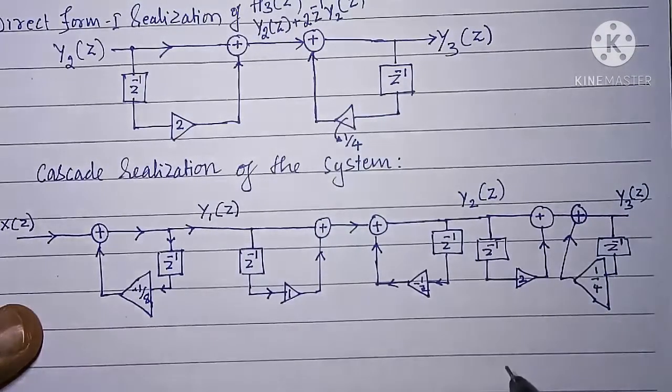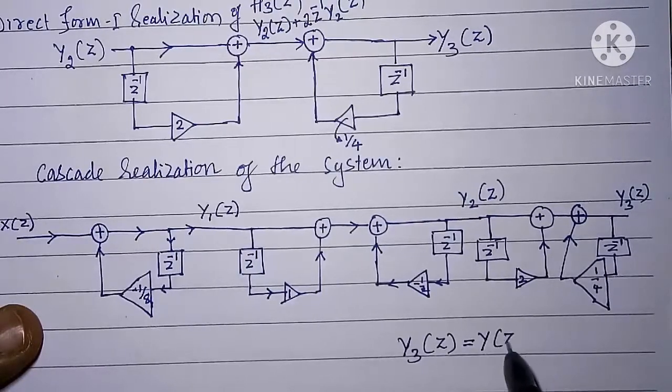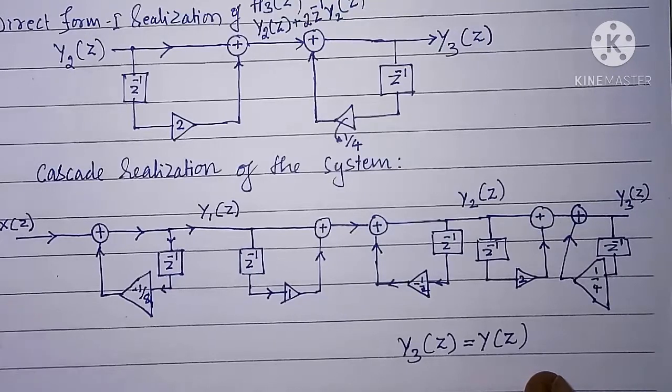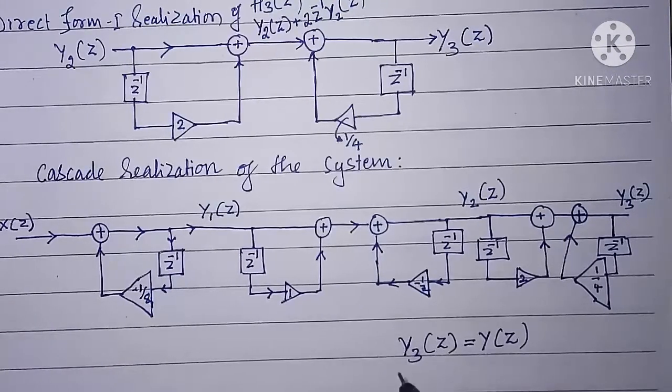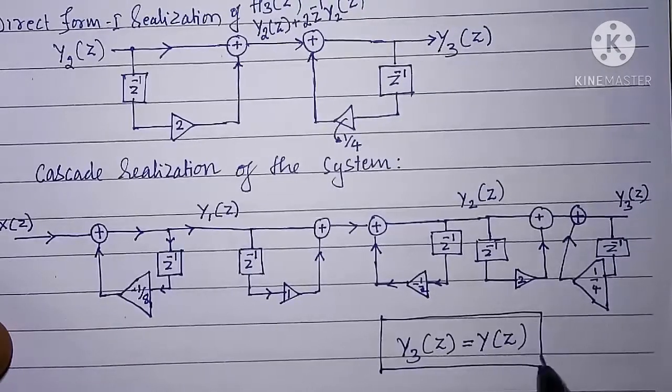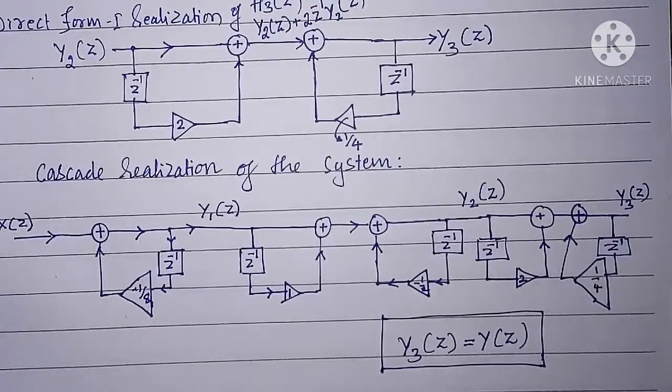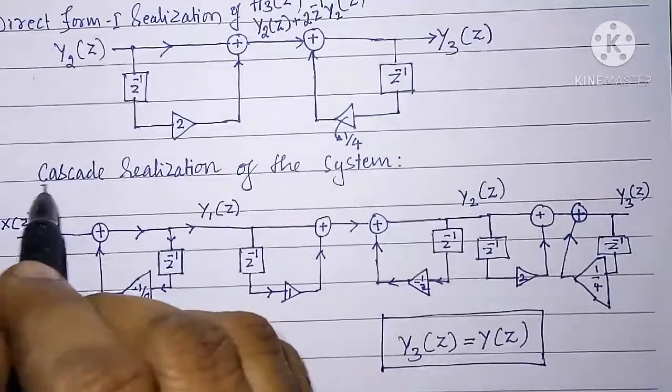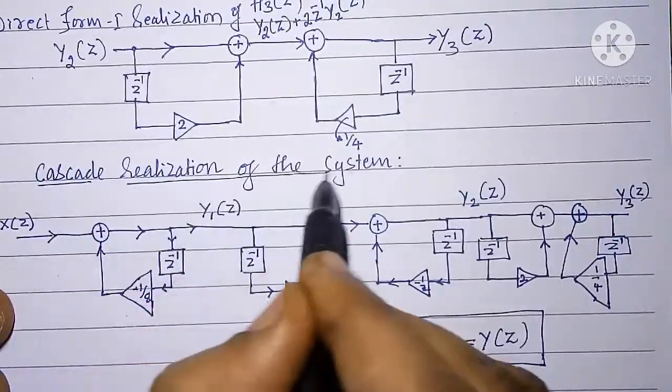This y3 of z is what? y3 of z is equal to y of z, that is the final output of the system. Just put it in a box, which means you know everything about it. So with this we have completed cascade realization of the system.